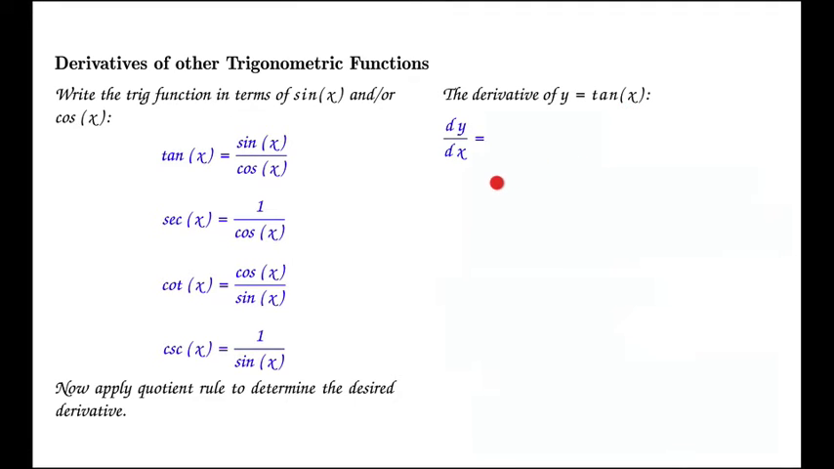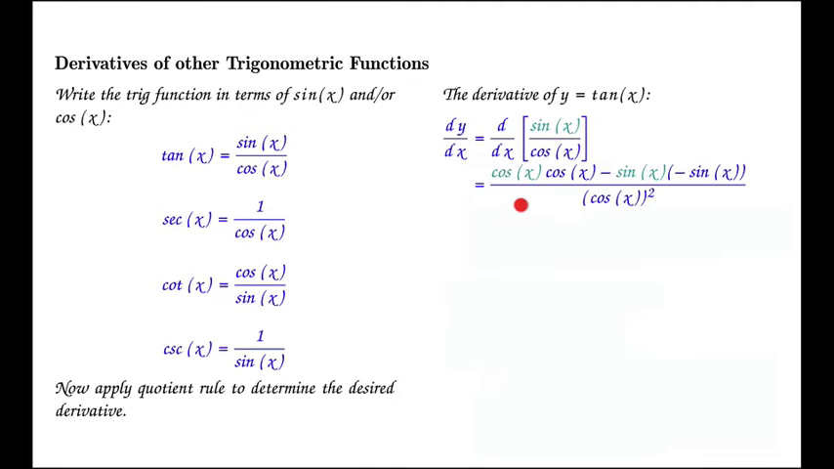So we're going to write the derivative dy/dx as the derivative of the sine of x over cosine of x. And here I've kept the sine green so that we can see how we apply the quotient rule in our derivative. So remember, when we take the derivative, we want the derivative of the top times the bottom, minus the top times the derivative of the bottom, divided by the bottom squared. So we have that written out here.